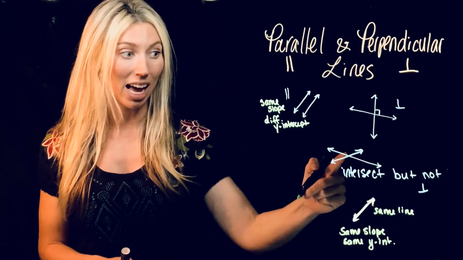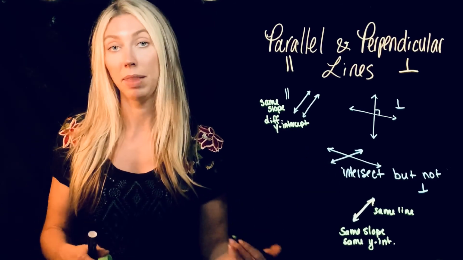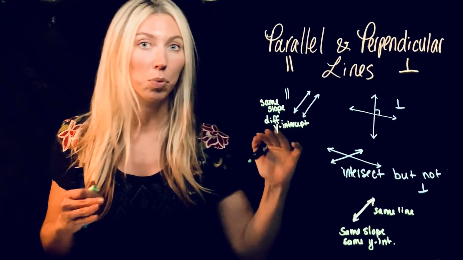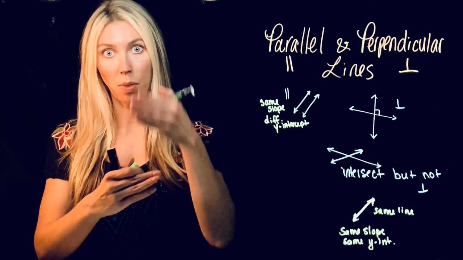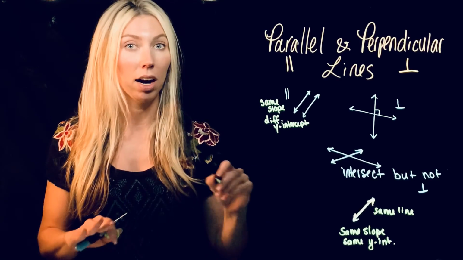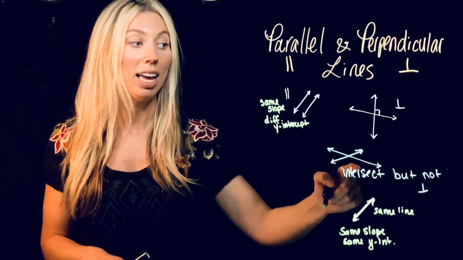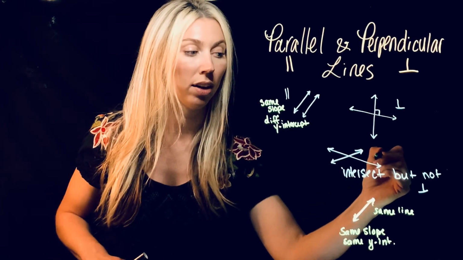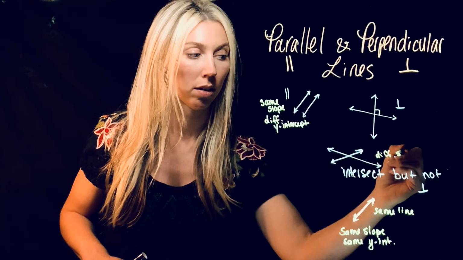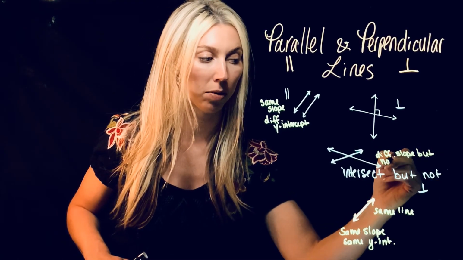If they intersect, they're just going to have different slopes and they might have the same y-intercept, they might not. If the place where they intersect is actually on the y-axis, that will make them have the same y-intercept. So we don't care about their y-intercept. It doesn't matter whether it's the same or different. Intersecting lines will have different slopes, but not opposite reciprocal slopes.